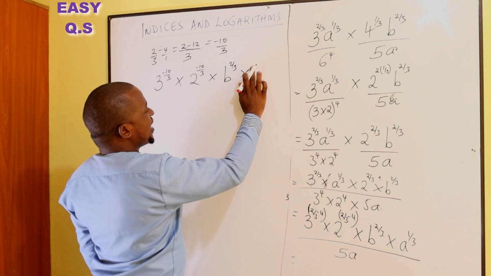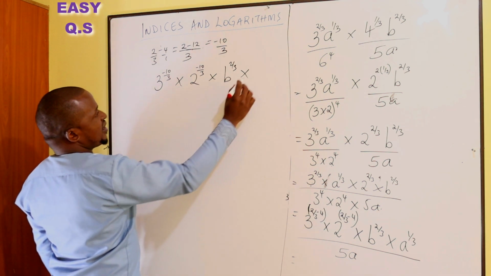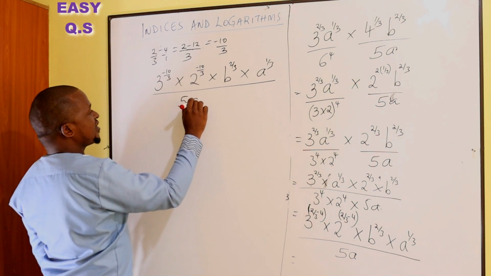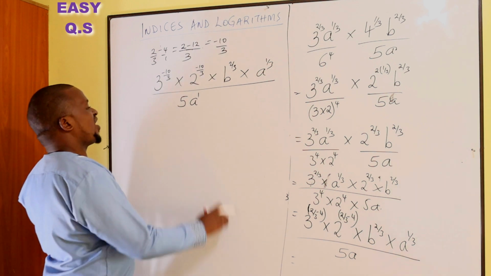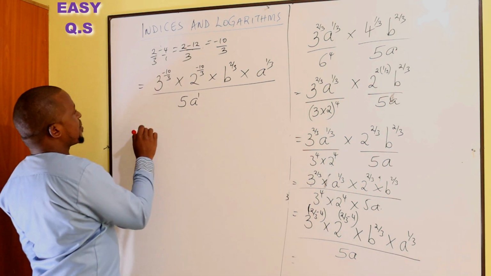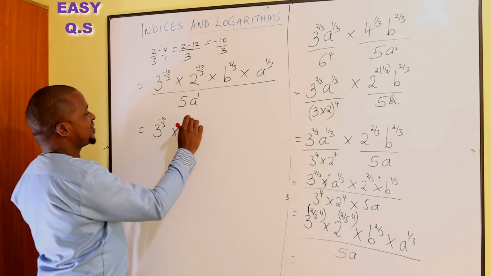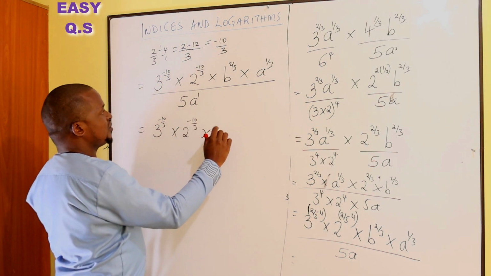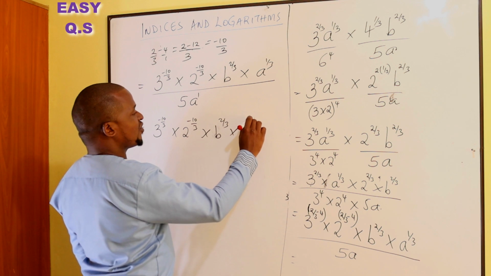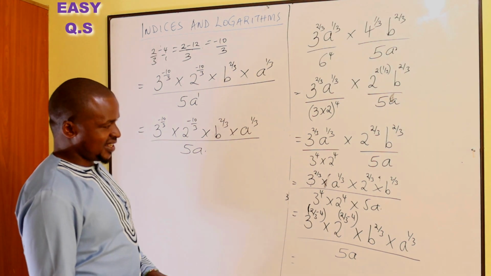Times a raised to the power 1 over 3, over 5a raised to the power 1. You can also divide this, or you leave it that way. So we have 3 raised to minus 10 over 3, times 2 raised to minus 10 over 3, times b raised to the power 2 over 3, times a raised to 1 over 3, over 5a. You can just leave our answer that way.